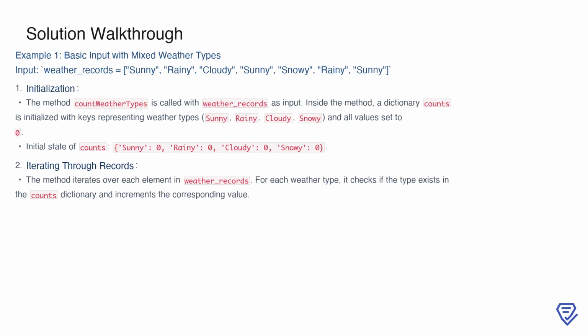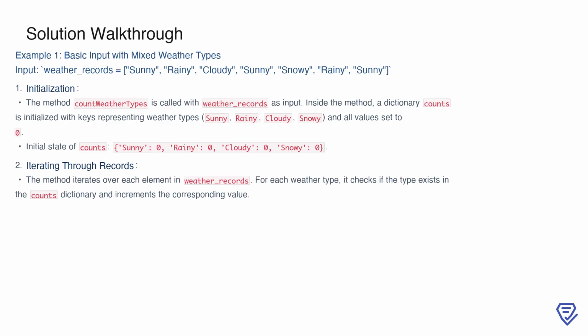In this example, we start with an input array of weather records containing a mix of weather types: sunny, rainy, cloudy, and snowy. The method countWeatherTypes is called with this input, and the first step is to initialize a dictionary named counts. This dictionary has keys for all possible weather types: sunny, rainy, cloudy, and snowy, and each key is initially set to 0. At this stage, the dictionary looks like this: sunny 0, rainy 0, cloudy 0, snowy 0.